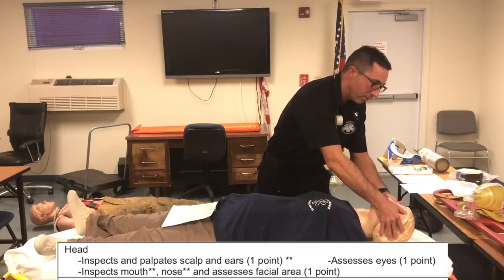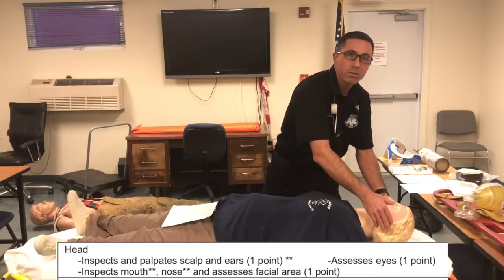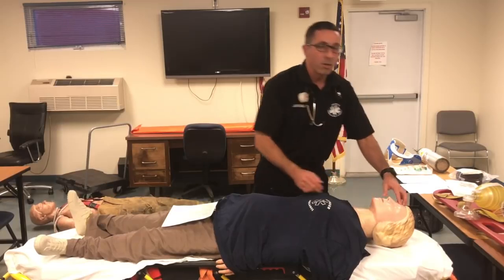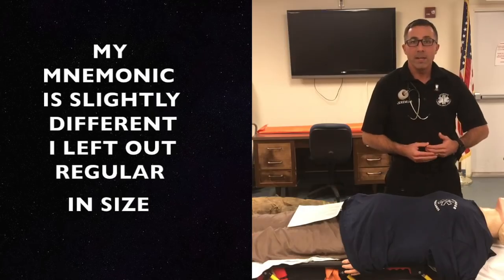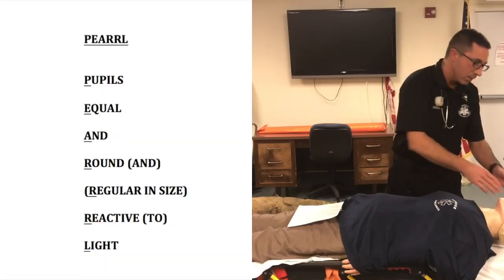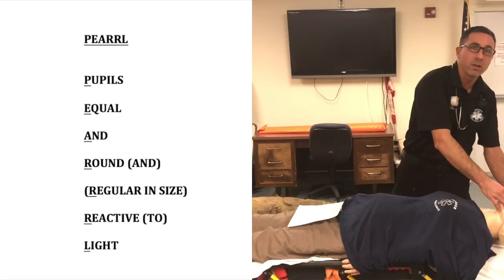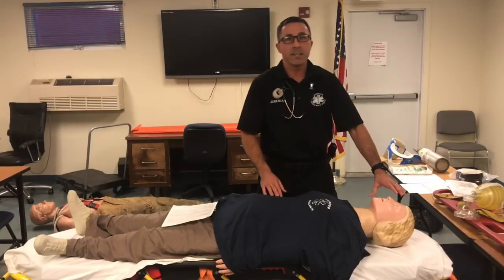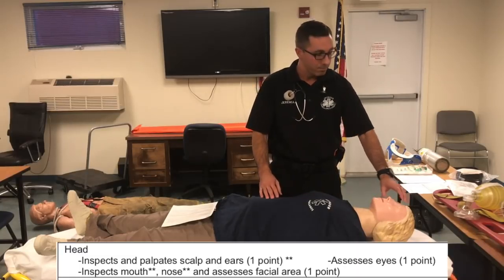All right, so what we're checking for is we want to see if the pupils are equal and round and reactive to light. So the acronym we use is PEARRL, P-E-A-R-R-L. We're checking to make sure the pupils are PEARRL. Another thing we want to look for is any bruising around the eyes. Remember, bruising is a late sign, but still we want to check. That can indicate that there was a serious head injury.